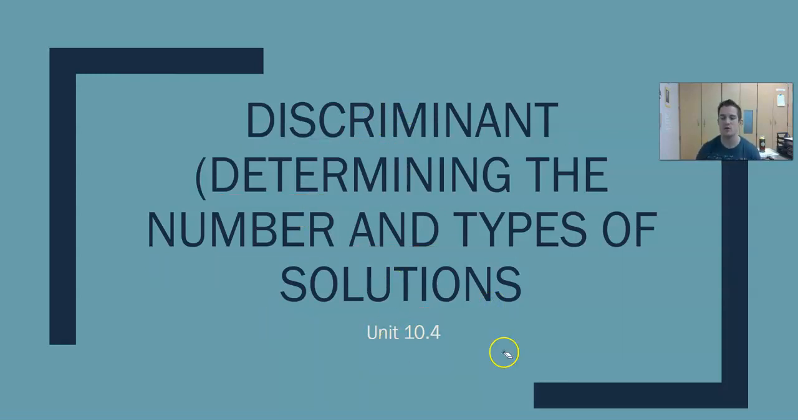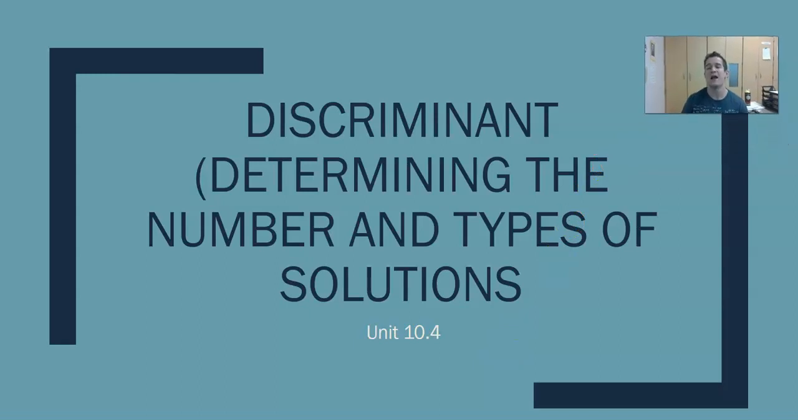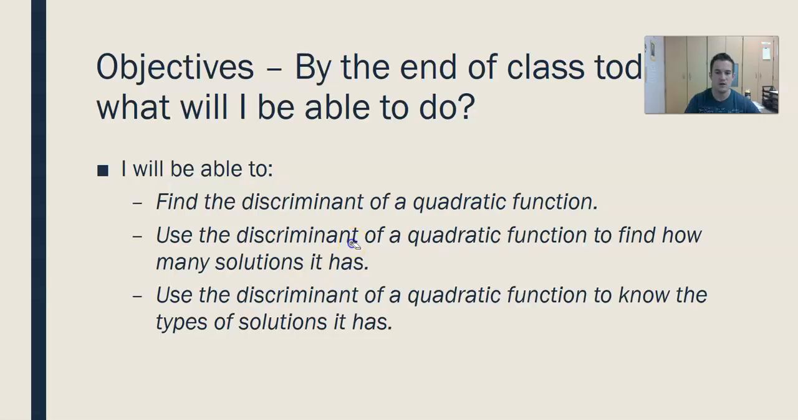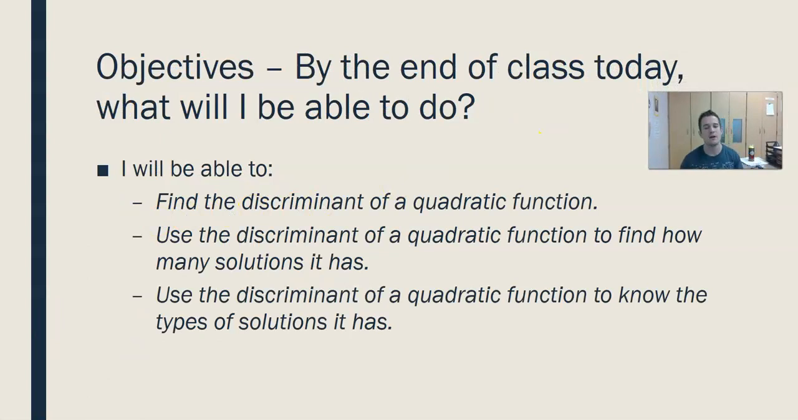We're talking about how we can look at a quadratic function and determine how many solutions it has and what kinds of solutions it has. So by the end of this lesson, this is what I hope you're able to do. I hope you're able to find the discriminant of a quadratic function. I hope you're able to use the discriminant to find how many solutions that quadratic function has, and also to know the types of solutions it has. If none of that's ringing a bell, that's okay. We'll review it in this lesson.